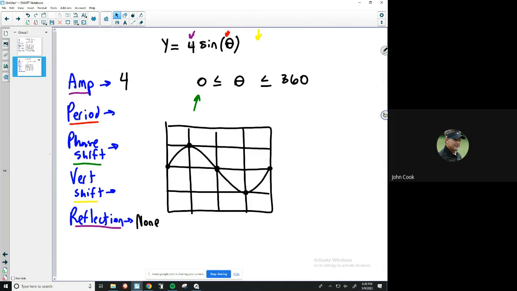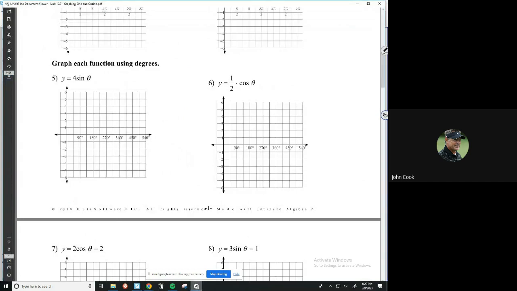There's no vertical shift because there's no number over in this area right over here. So there's nothing there. All right. There's not going to be any period change because there's nothing multiplying on the theta at all. So the period's still the same. It's 360 degrees. Or did they ask us to do radians for this one? Okay, it looks like the axis is in terms of degrees, so that's fine.